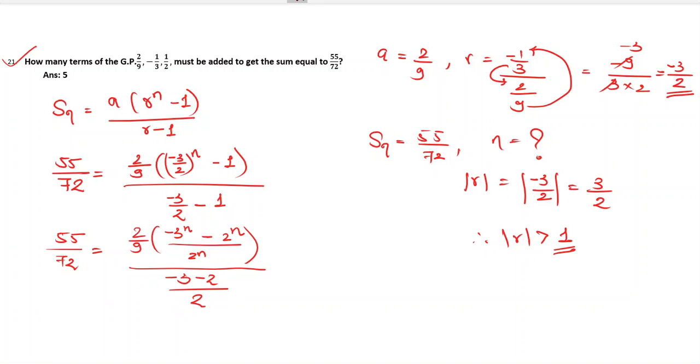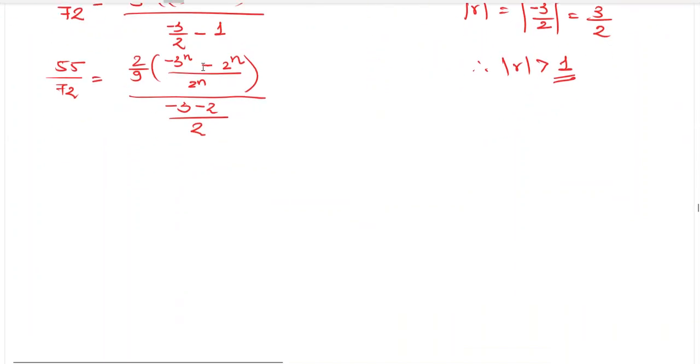Let's simplify this. We'll need some more space here. 55 by 72 is equal to... So, you know what will happen? In the numerator, we'll have 2 bracket minus 3 raised to n minus 2 raised to n. And one more 2 from the denominator will go and multiply over there. And in the denominator, we'll have 9 into 2 raised to n into minus 3 minus 2, which is minus 5.